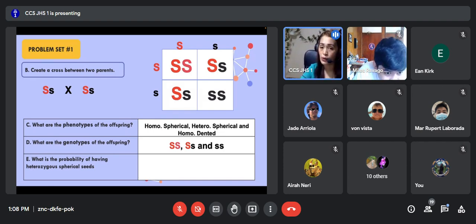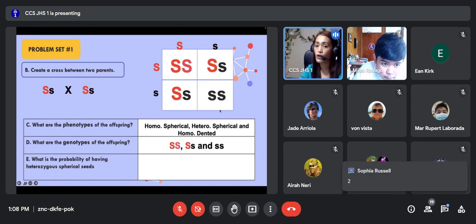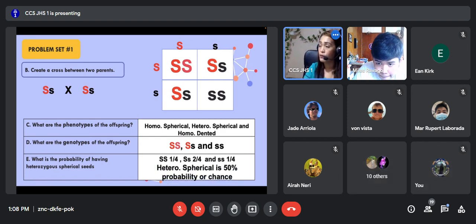So this one is capital, capital. So that's not included. This is capital and small. That's one. That's capital and small. That's another. Here, it's small, small. So how many in total out of the four squares? That's two. So 2 out of 4, or we can simply say that's a 1/2 or 50% chance or probability that the offspring will be heterozygous spherical, with heterozygous spherical seeds, capital S, small letter s.